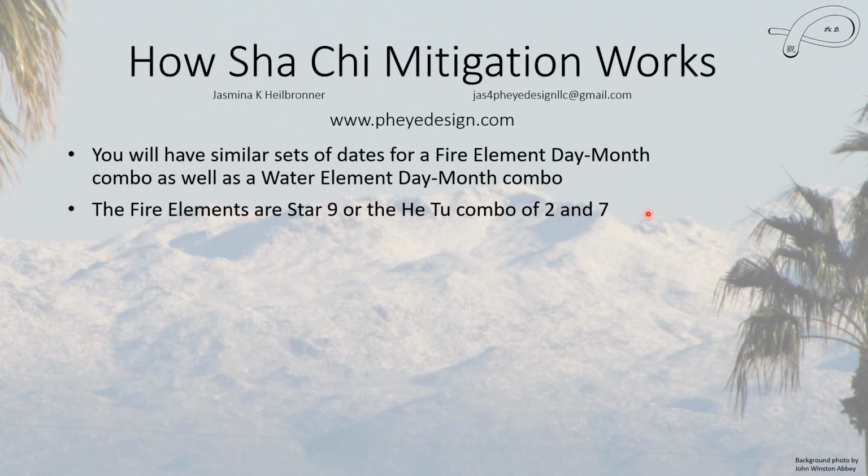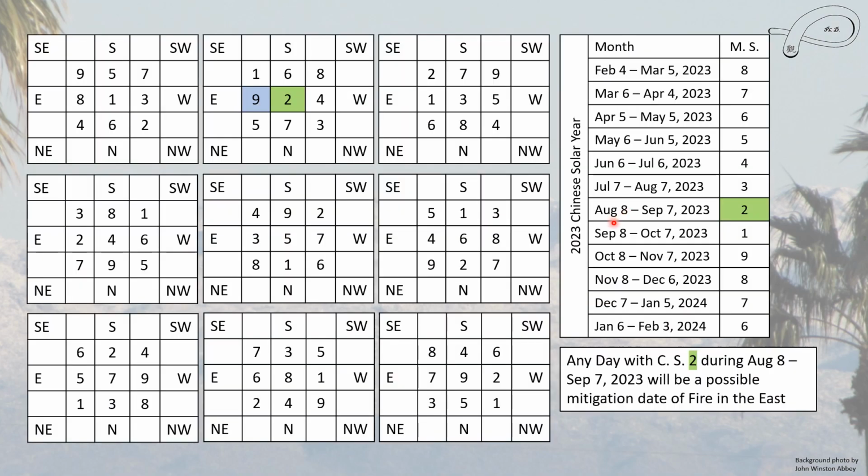Now, let's just refresh our memory a little bit. Star 9, two 9s, that's a fire element, or the combo of 2 and 7. This is for mitigating star 3. So we just looked at this. This past month, we can mitigate star 3 on any day when we also had a 2 in the center. And if you look back, if I haven't erased it yet, you will see that these dates do happen during this month for mitigating star 3.